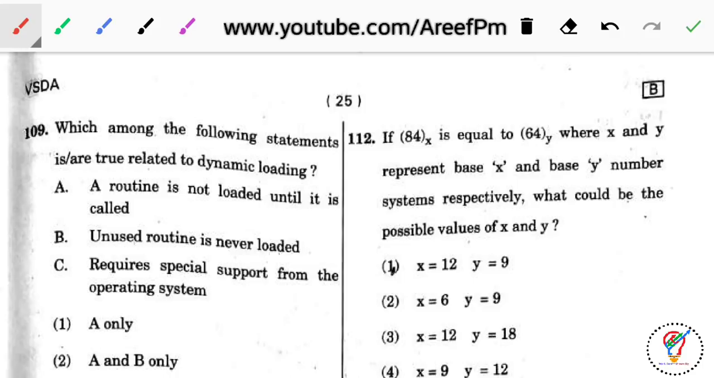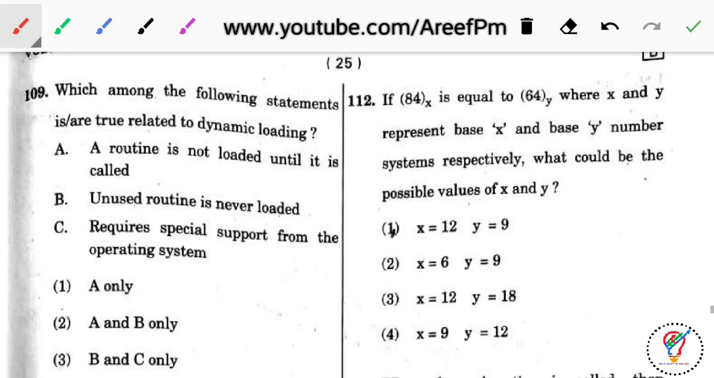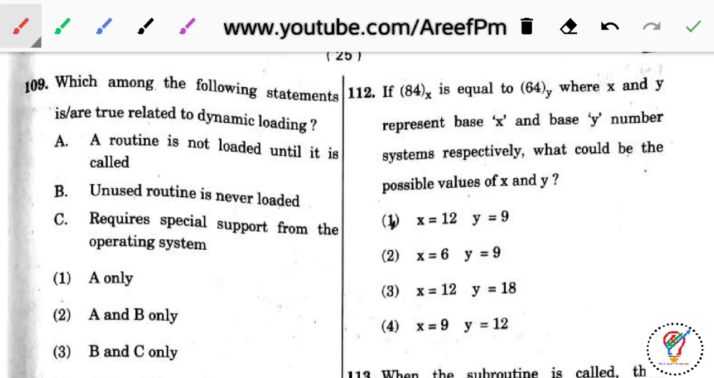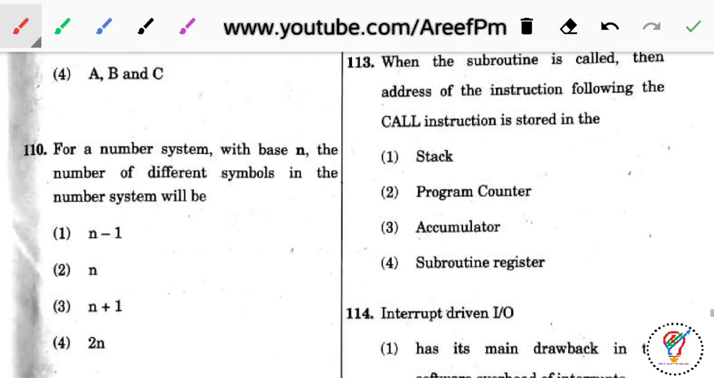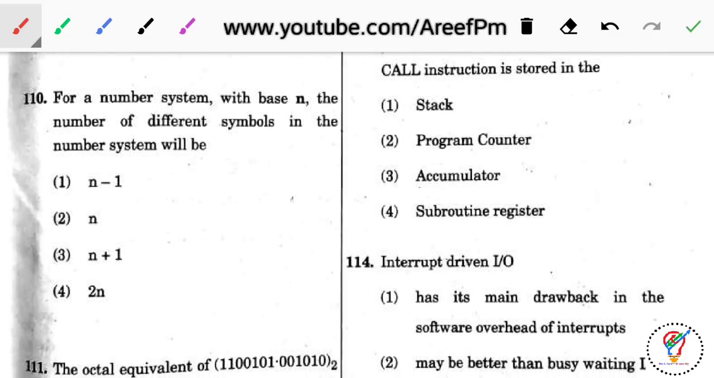Routine is never loaded, required special support from the operating system. So the answer for this question is A and B are correct only. Next one, from a number system with base n, the number of different symbols in the number system will be n only.